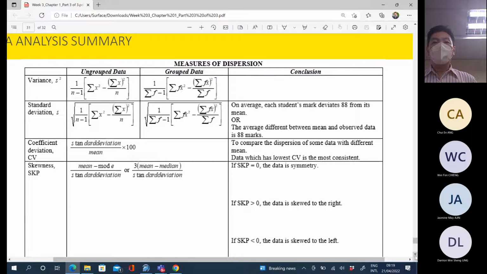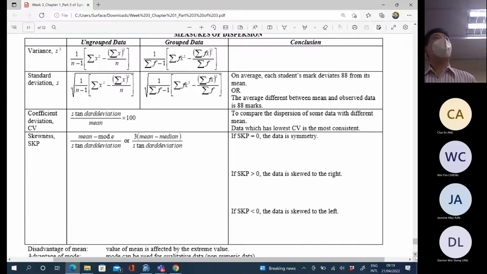How about standard deviation? Standard deviation is actually the average difference value between the mean and observed data. So if your standard deviation is 88, then just put 88 marks. Bear in mind, you have to include the unit for each measurement. For CV, it's percentage. And for skewness, there is no unit. Skewness only tells you the magnitude, whether it's 0, negative or positive.